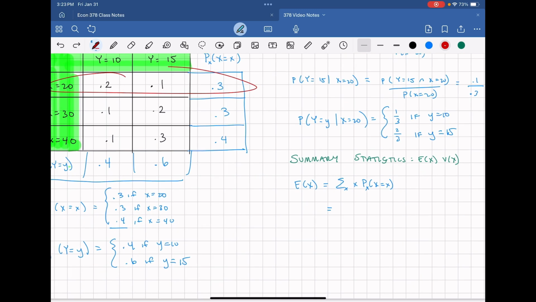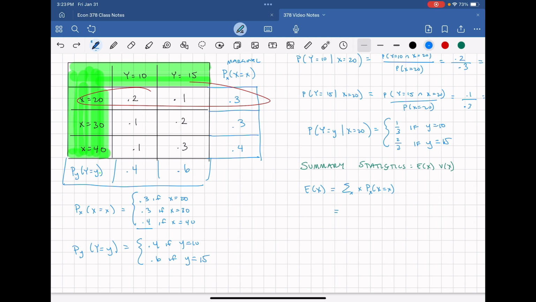And so we can then write this as equal to 20 times the probability 20 happens, which is 0.30, plus 30 times the probability that happens, which is 0.30, plus 40 times the probability that happens, which is 0.40. And if we do that, we get the expected value is equal to 31. So if we ask, based off of this distribution, how many hours do we expect the person to work? The answer would be 31.